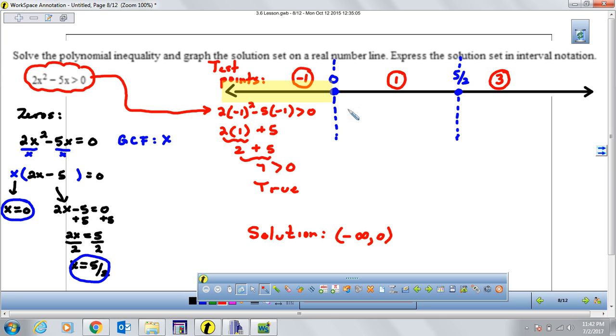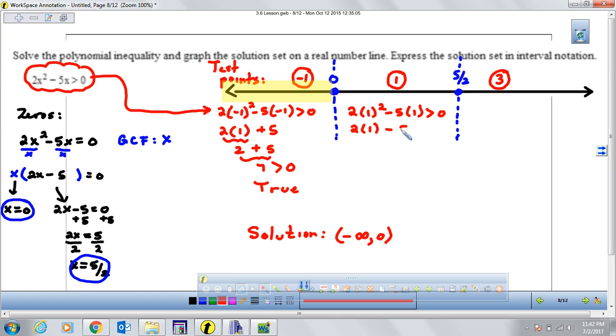Now, next one. 2 times x, which is 1 squared, then minus 5 times x, which is 1, is greater than 0. So 1 squared is going to be 1. Minus 5 times 1 is going to be -5. 2 times 1 is 2. Minus 5, that's going to give us a -3. Is that greater than 0? True or false? That is going to be a false statement. What does that mean? That means that anything between 0 and 5/2 is not a solution because it's going to make the original inequality false.